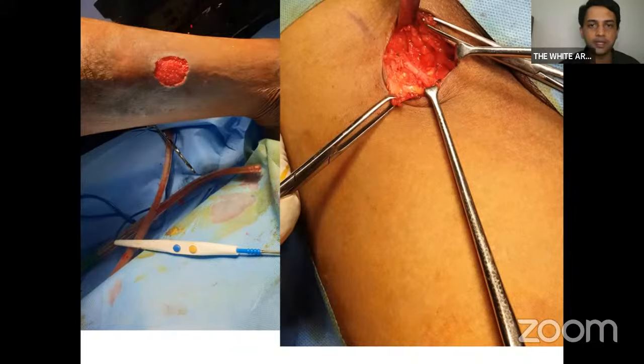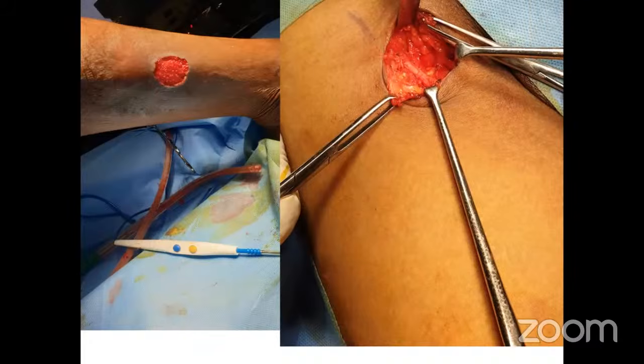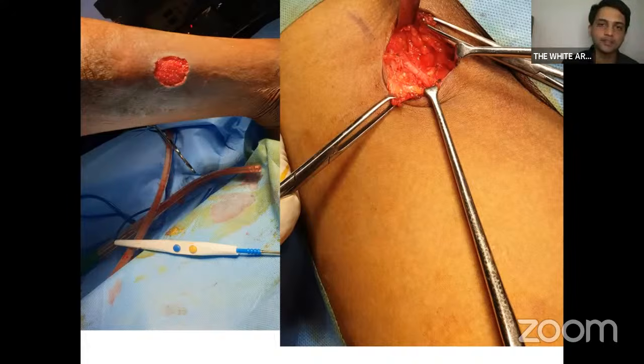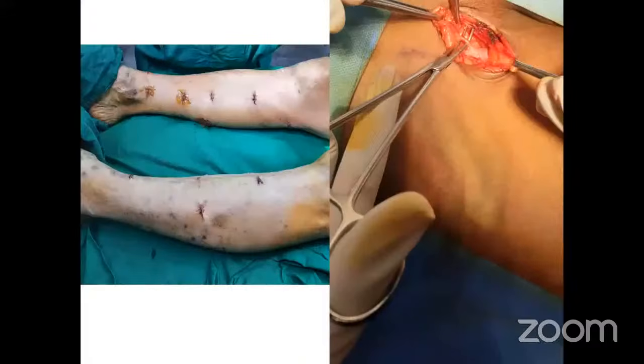So what are we doing in the other photo there? Can you see? What is that? I guess saphenofemoral ligation. Yes, saphenofemoral flush ligation. That is great. Next photo.